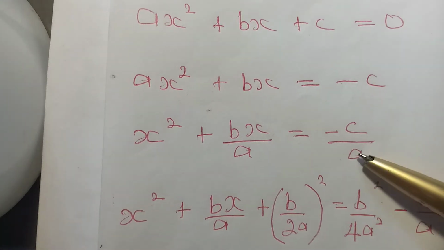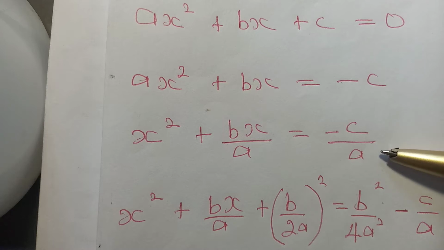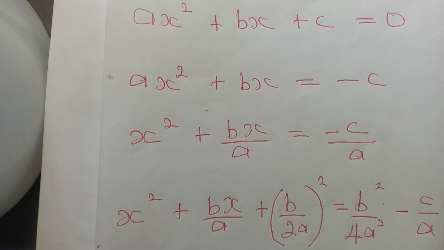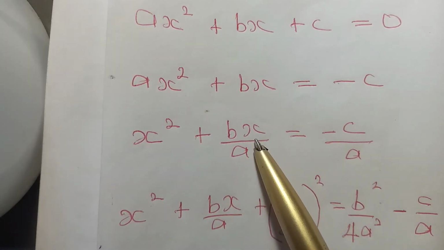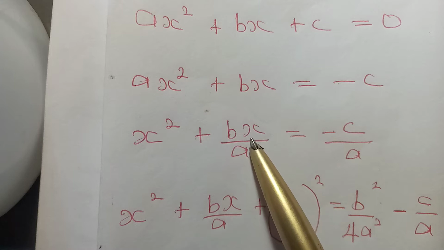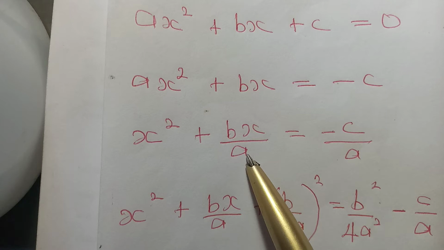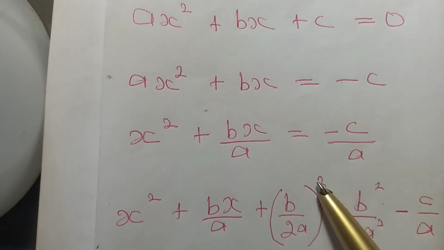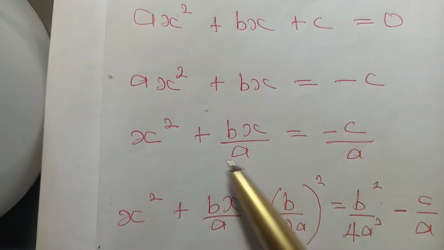Now, having gotten to this step, the next one is the main thing, the reason why it is called the completing the square method. You complete the square on both sides. And to do that, you take half the coefficient of x, square it, and then add it to both sides. The coefficient of x here is b over a. Half of it will be b over 2a. And when you square it, you have this term. So you add this term to both sides of the equation, that is, to the left and right.